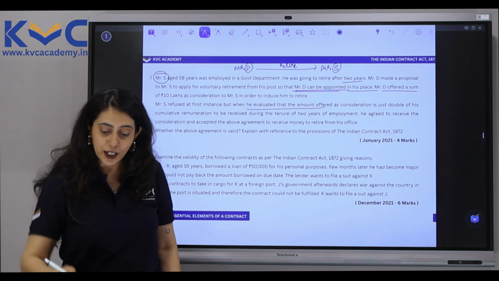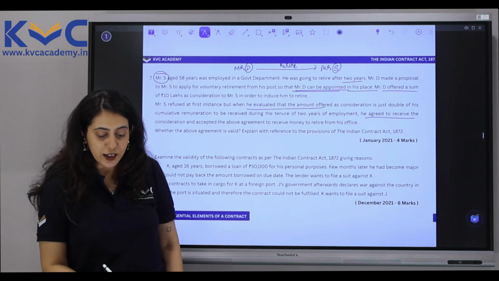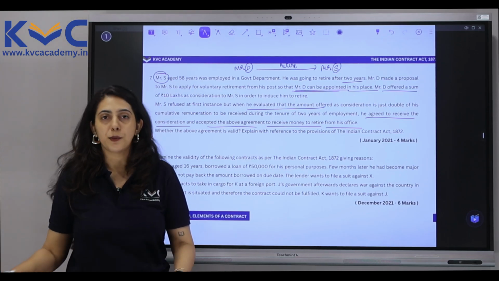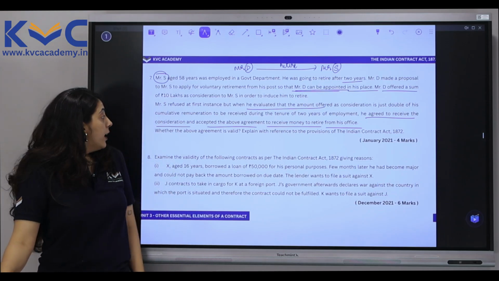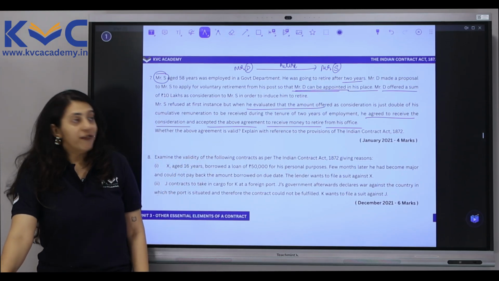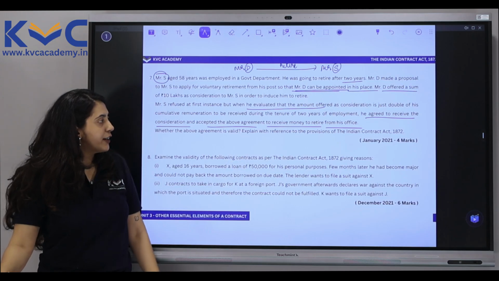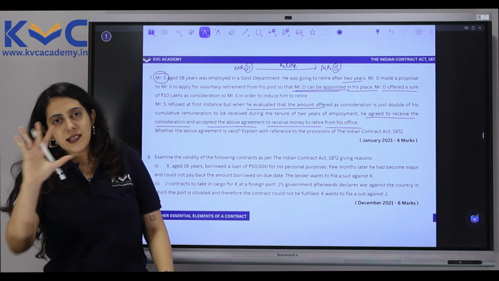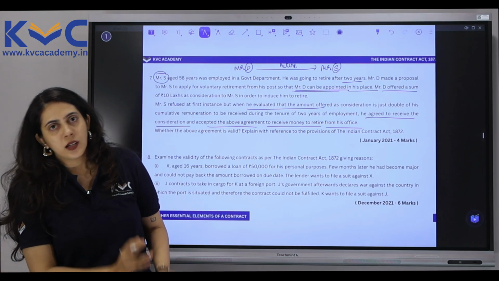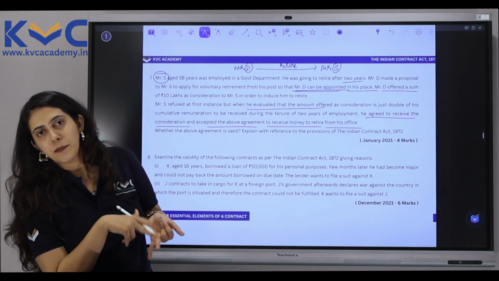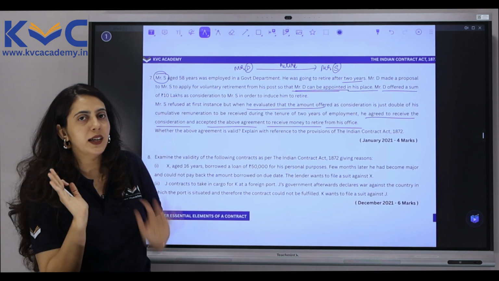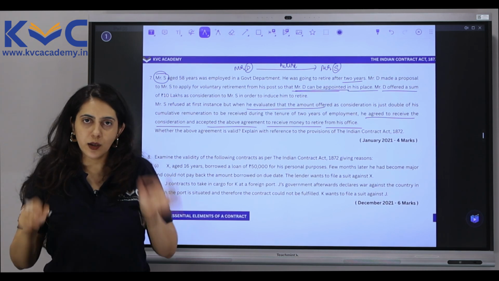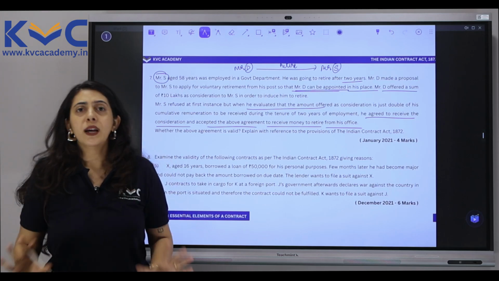So after that calculation, he agreed to receive the consideration and accepted the above agreement to receive the money to retire from his office. Whether the above agreement is valid, explain with reference to the provisions of the Indian Contract Act. If I tell you in plain sight, without using any legal terms, Mr. D is bribing Mr. S to leave so that Mr. D can be appointed in that office. He wants that position and he is bribing S with a sum of 10 lakh rupees to leave.